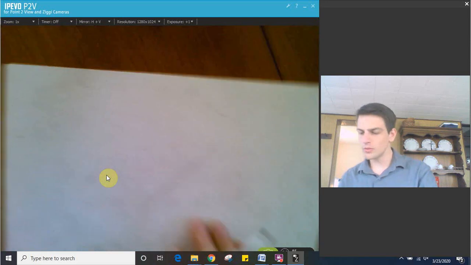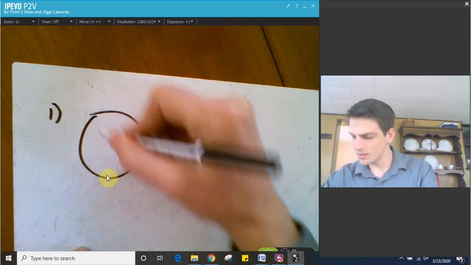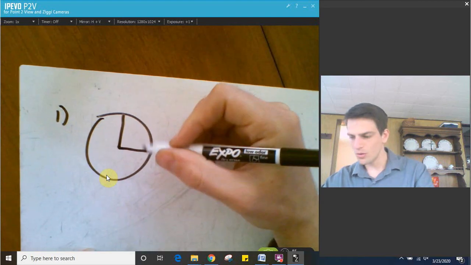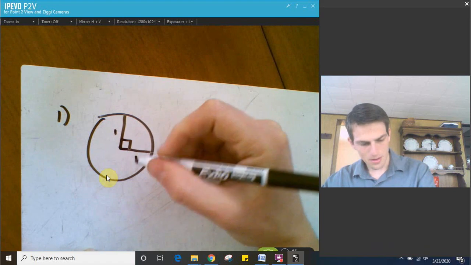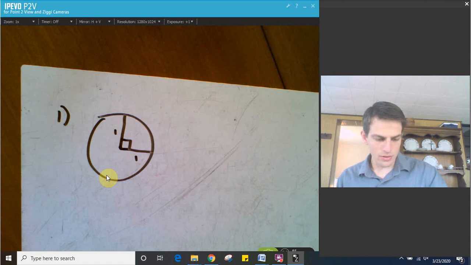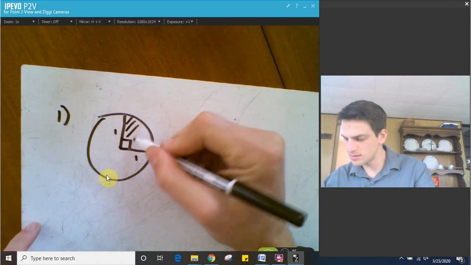Okay, so I'm going to do number 1 in our classroom exercises. Here we have a circle, we have the center of a circle, and it looks like we have a right angle. So it almost looks like a clock that says 3 o'clock. And we are told to find the length of the arc and the area of the shaded sector. And the sector we're looking for is this sector here.